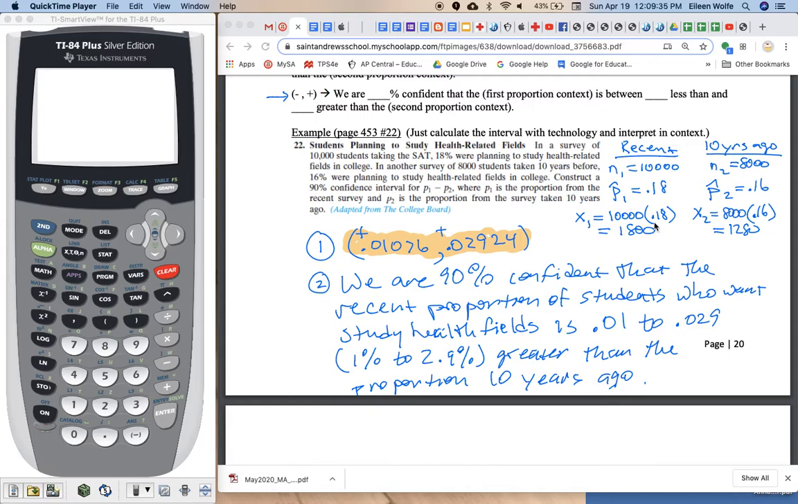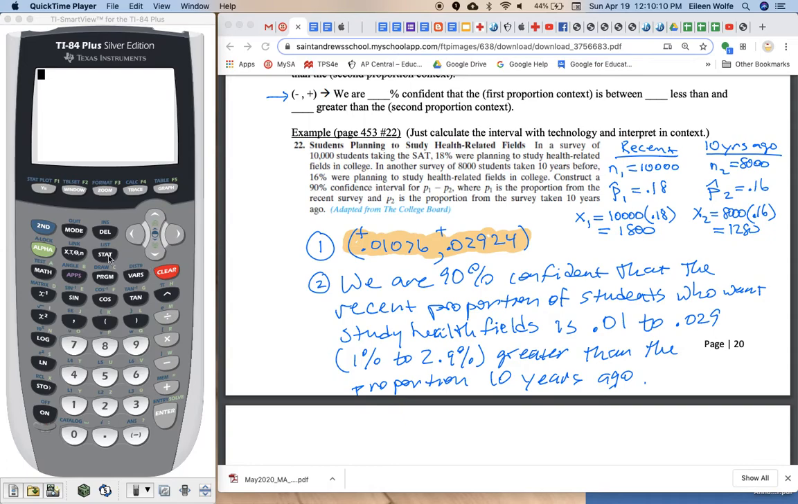I do have to summarize the data so that I know how to use the calculator inputs. The calculator is not going to ask us for this number 18%. I must know that the calculator is going to ask me for X1. How many yeses or successes are there in group 1? So in the recent survey, 18% of 10,000 would be 1,800 people saying they wanted to study health-related fields. In the survey 10 years ago, N2 is 8,000, p hat 2 was 16%, so 16% of 8,000 is 1,280.